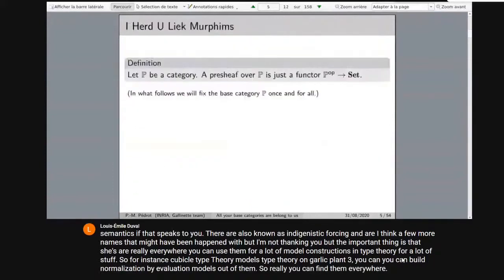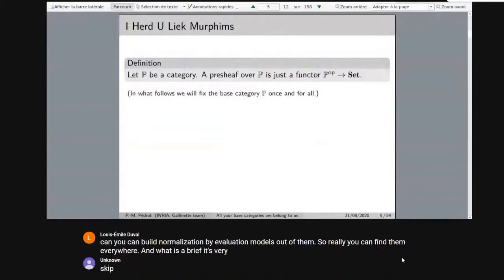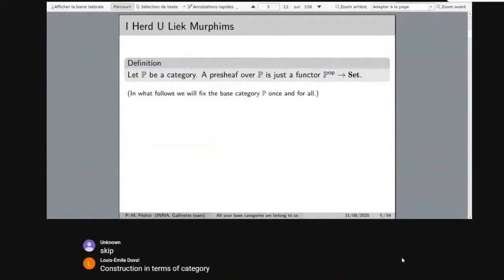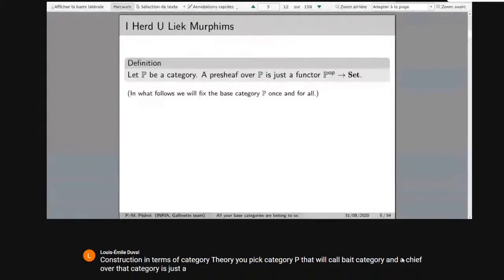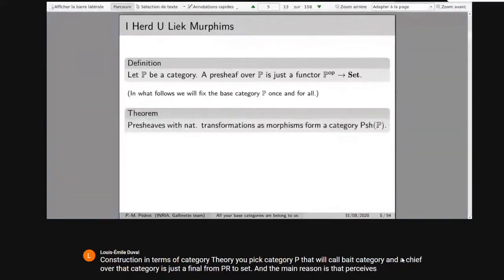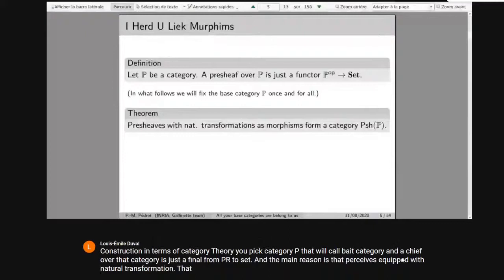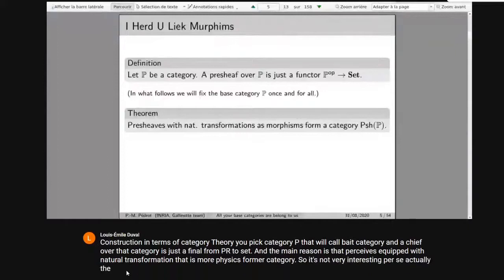And what is a presheaf? It's a very simple construction in terms of category theory. You pick a category P that we'll call a base category, and a presheaf over that category is just a functor from P^op to Set. And the main result is that presheaves, equipped with natural transformations as morphisms, form a category. So it's not very interesting per se. Actually, the presheaves form a topos.